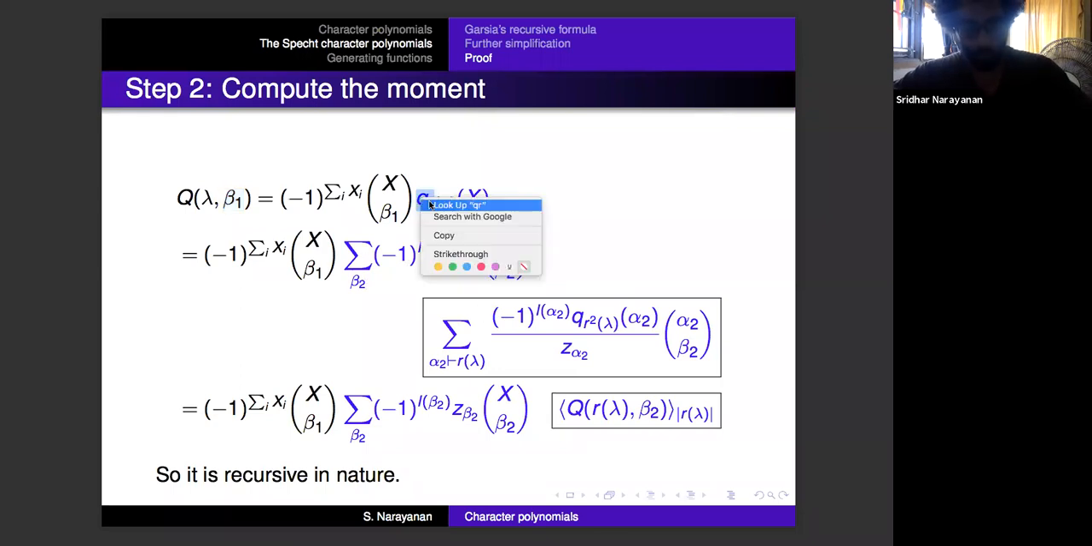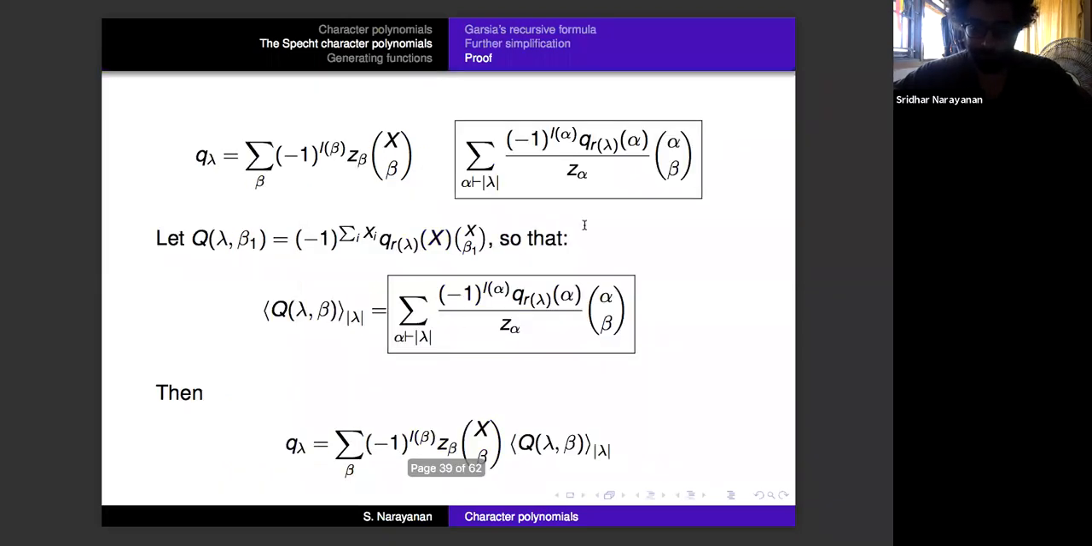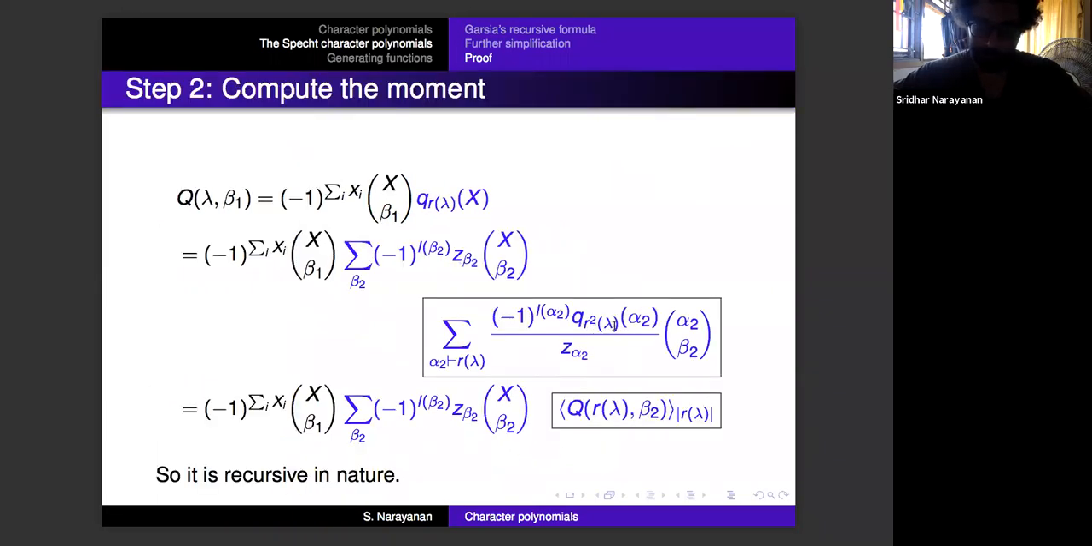So we substitute into Q R lambda its value from Garcia's formula, and we again obtain this moment part. Look at this moment. It's again of the same form that we obtained above, except it's for R square lambda. So it's in fact the moment of Q with the parameters R lambda instead of lambda and beta 2 instead of beta 1, and it's evaluated at R lambda instead of at lambda, right? So what I'm trying to say is that this is the recursive part of the formula. The Q at lambda and beta 1 depends on its moment evaluated on a smaller partition and on some other beta 2, right? So we're going to use recursion to come up with the formula.